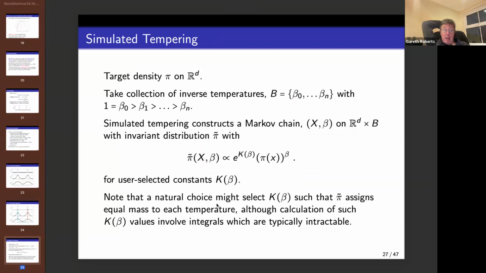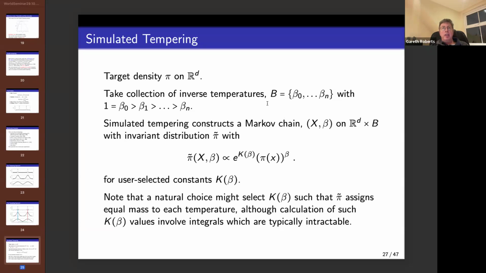Okay, so there are lots of interesting problems here. One problem is, how do we choose the collection of inverse temperatures, B? If we have too many of these intermediate temperatures, we're going to be spending all our time moving up and down, making small jumps. So this is just like a scaling problem, just like the ones we looked at earlier.